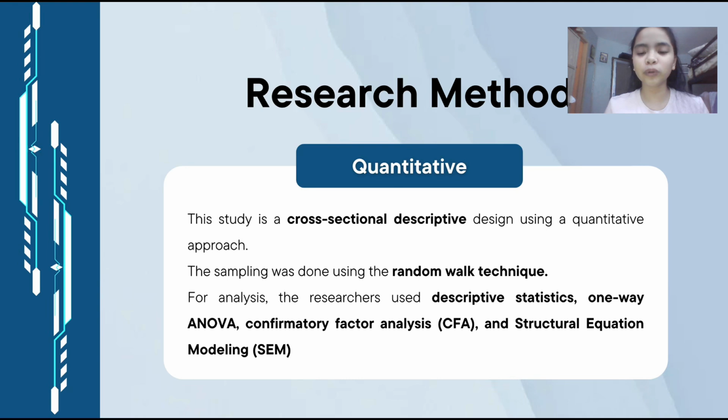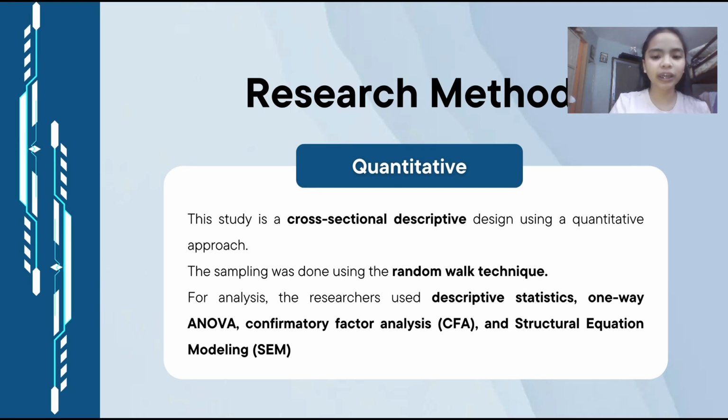While the one-way ANOVA or analysis of variance is a statistical test used to compare the means of three or more groups to determine if there are significant differences between them. In this study, it was used to identify the differences in self-medication among groups with varying levels of knowledge, attitude, and convenience. Next we have the CFA or confirmatory factor analysis.